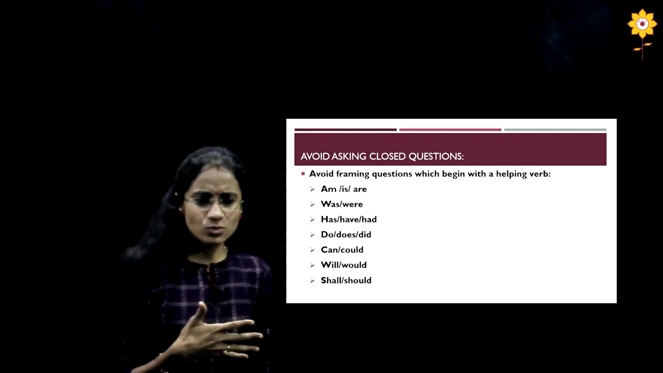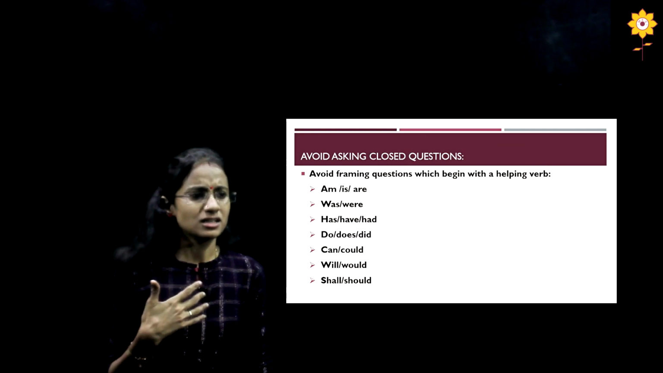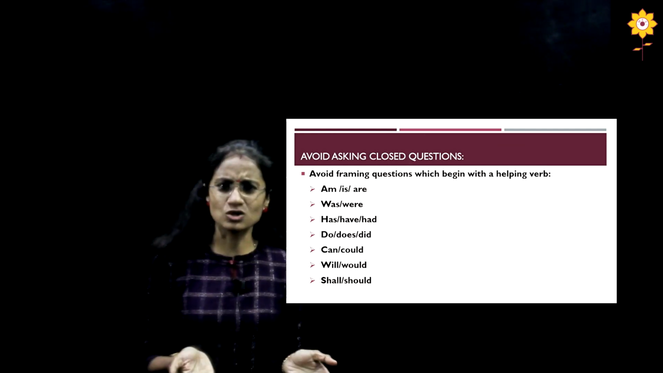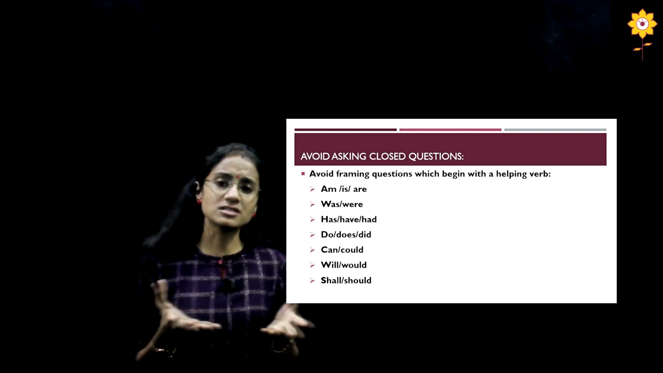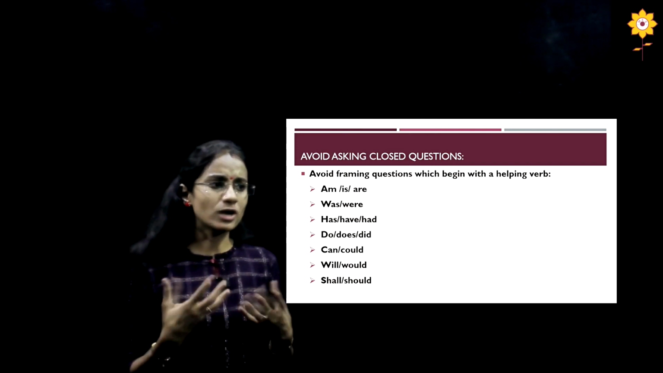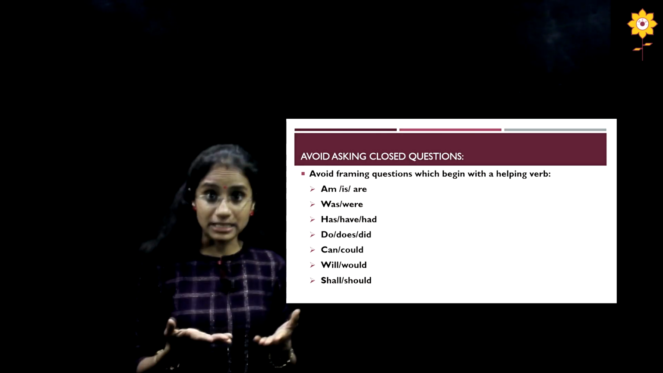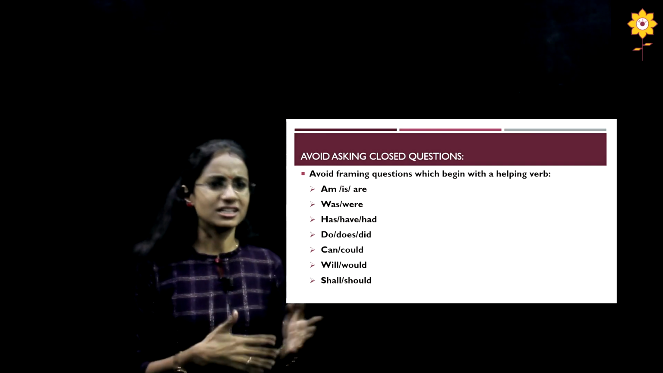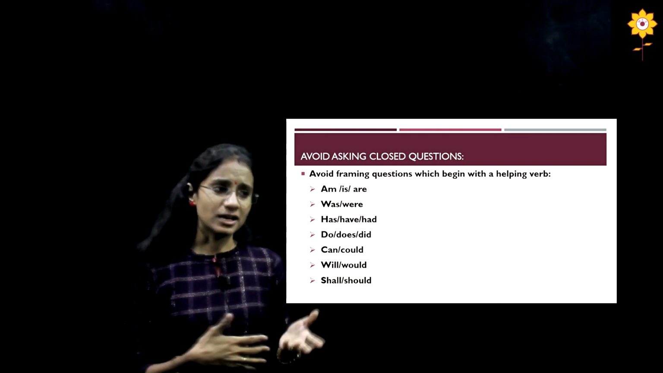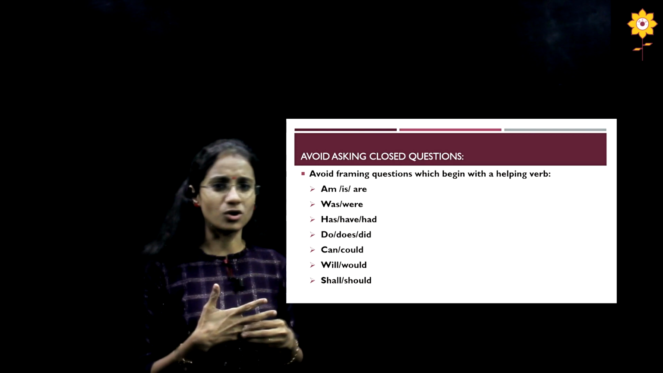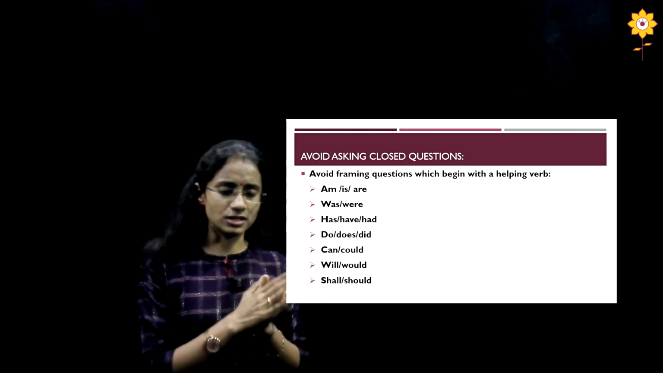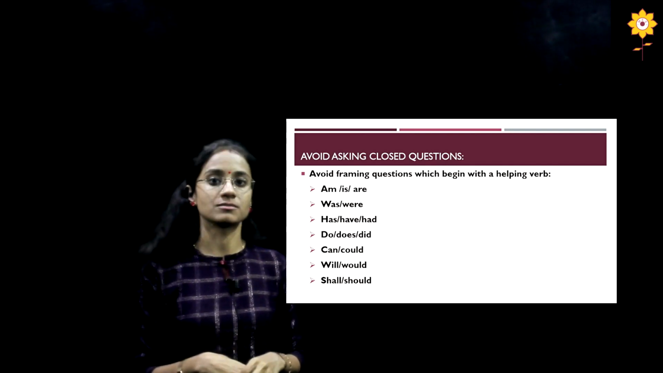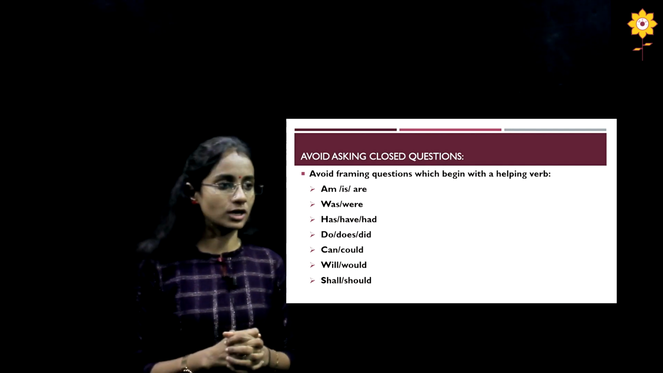Avoid asking closed questions like, do you know this? It is where you get just a yes or no answer, right? Closed questions are when there is just a yes or no answer. So we should avoid framing questions which begin with helping verbs like am, is, are, was, were, has, have, you understood, do or does, even related to the content. If you're framing questions using these helping verbs, then they are just closed questions. So we should avoid using that.